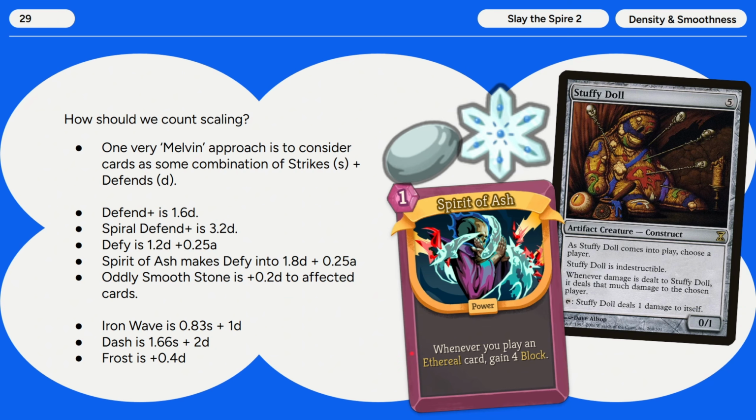Now, a power like Spirit of Ash applies that compression to a card like Defy. Defy is 1.2 defense and weak, but then Spirit of Ash makes it 1.8 defense and weak. And this weak, as well, scales with how much you're being attacked for. So it's really quite easy for Defy, especially if you can buff it with Dexterity or with Spirit of Ash in any way, to be worth more than 2 defense. Of course, Spiral Defend Plus is always worth more than 3 defense. Like, the Spiral Defend is just insane.